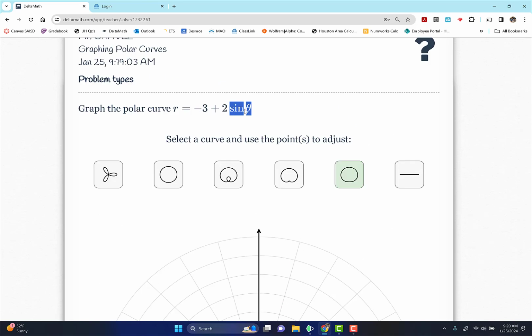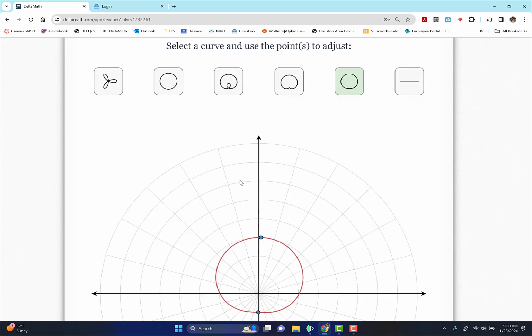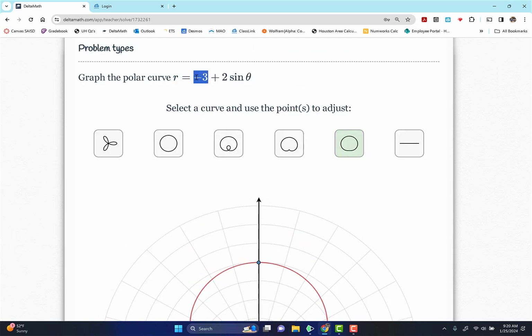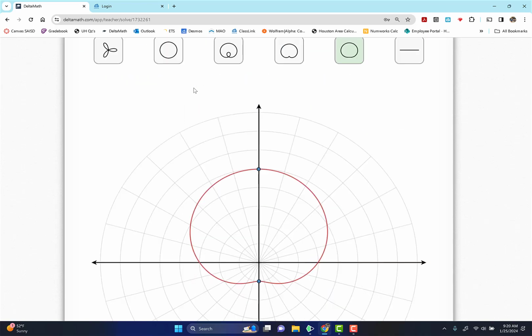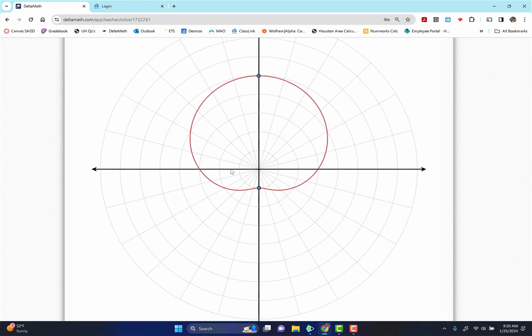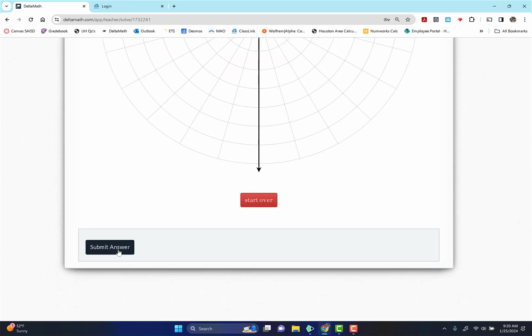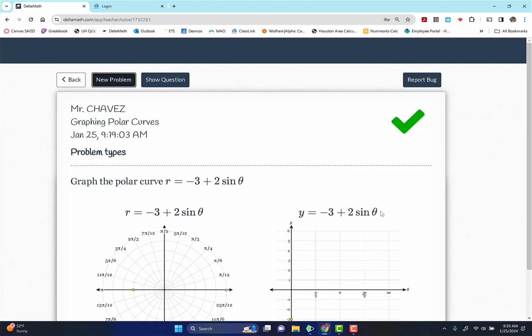Now, what about at 3 pi over 2? Sine of 3 pi over 2 is -1. -1 times 2 is -2. -3 minus 2 is -5. So 3 pi over 2, and I'm going to be at the positive x-axis, 5. So I'm going to count. 1, 2, 3, 4, 5. Now check it out. That -3 right here is where I'd better be touching the x-axis. 3 away. 1, 2, 3. Yep. It works. Submit.